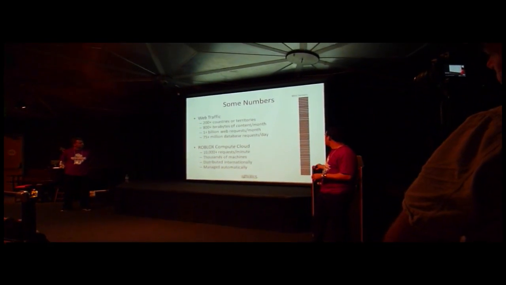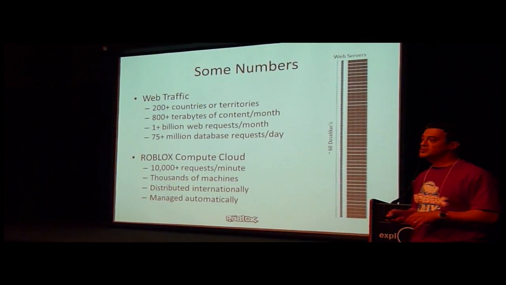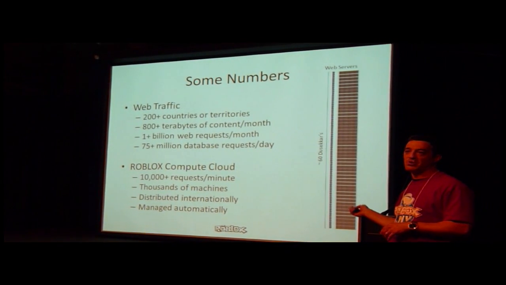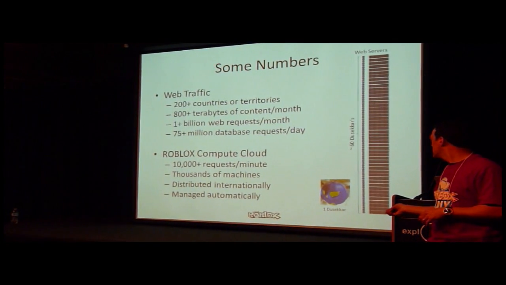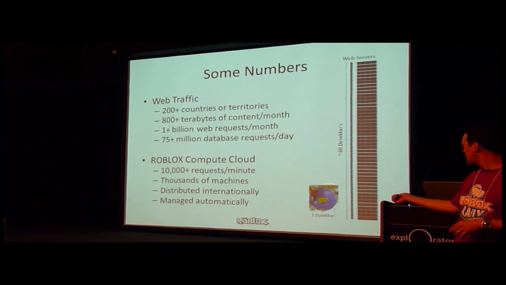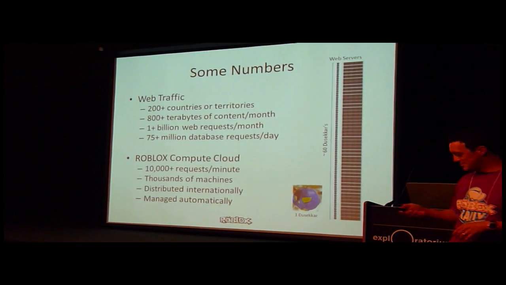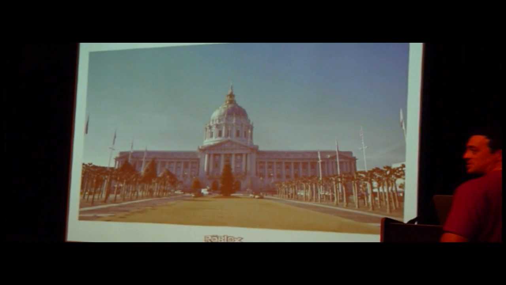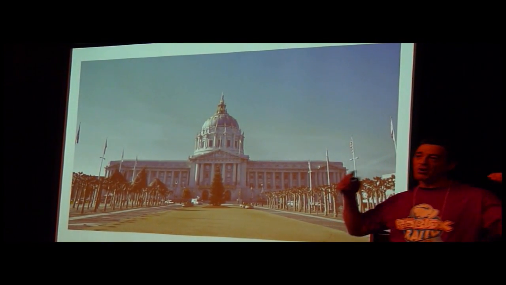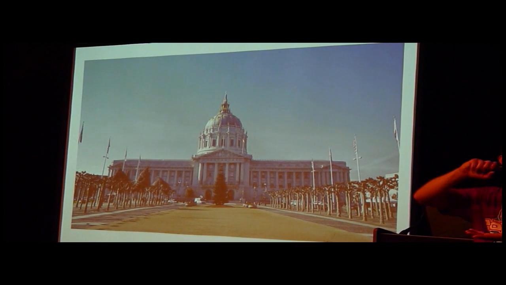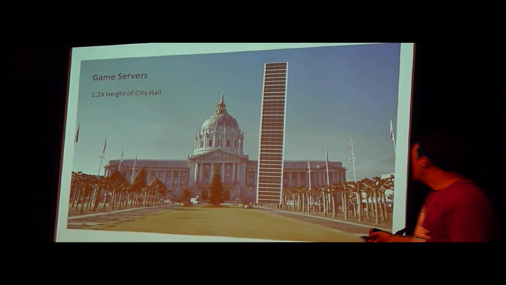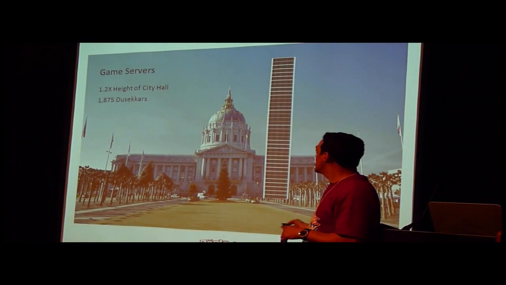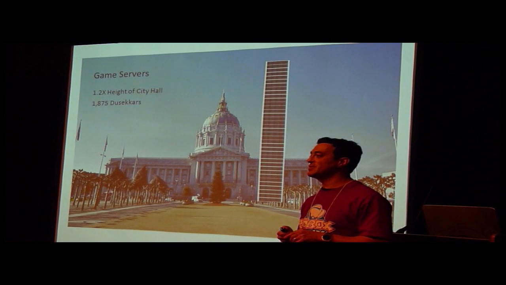So I calculated that is 16 Dusa cards, which, for those of you who play Roblox, does anyone know what a Dusa card is? Anyone? This is the famous Matt Dusa. So, here is San Francisco City Hall. If you took all of our game servers and put them one on top of another, they would add up to 1.2 times the height of City Hall, or about 1,875 Dusa cards.